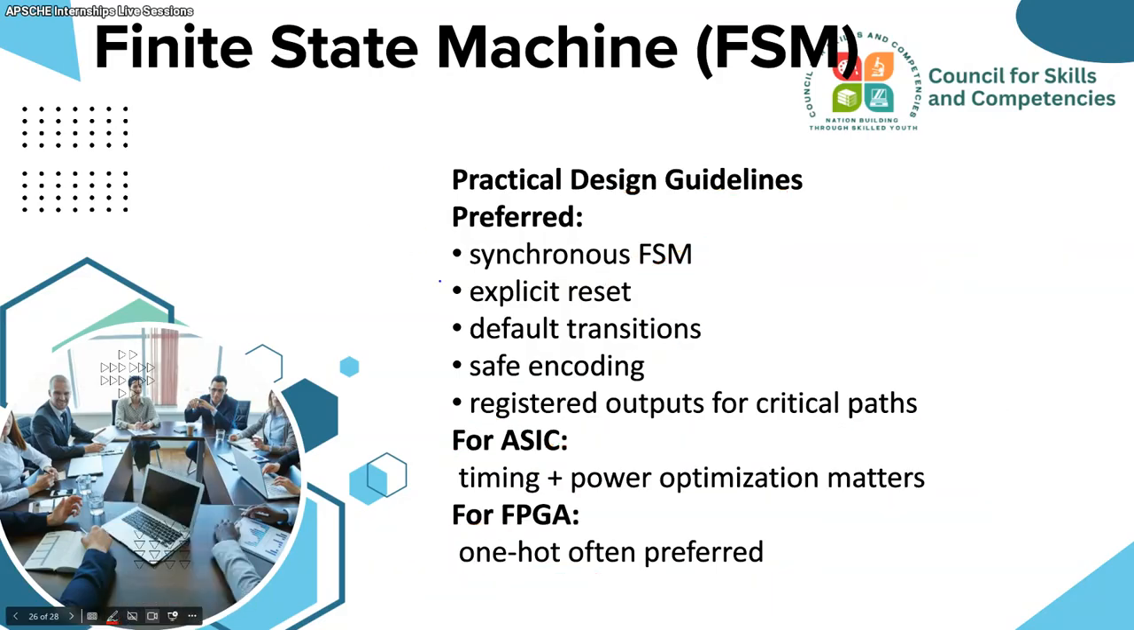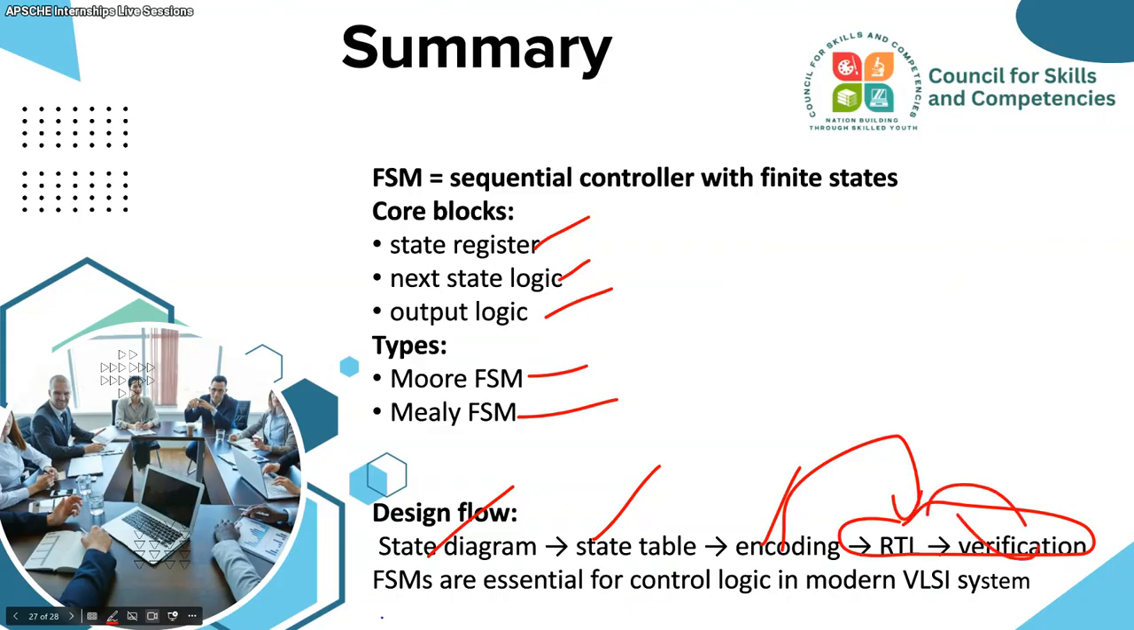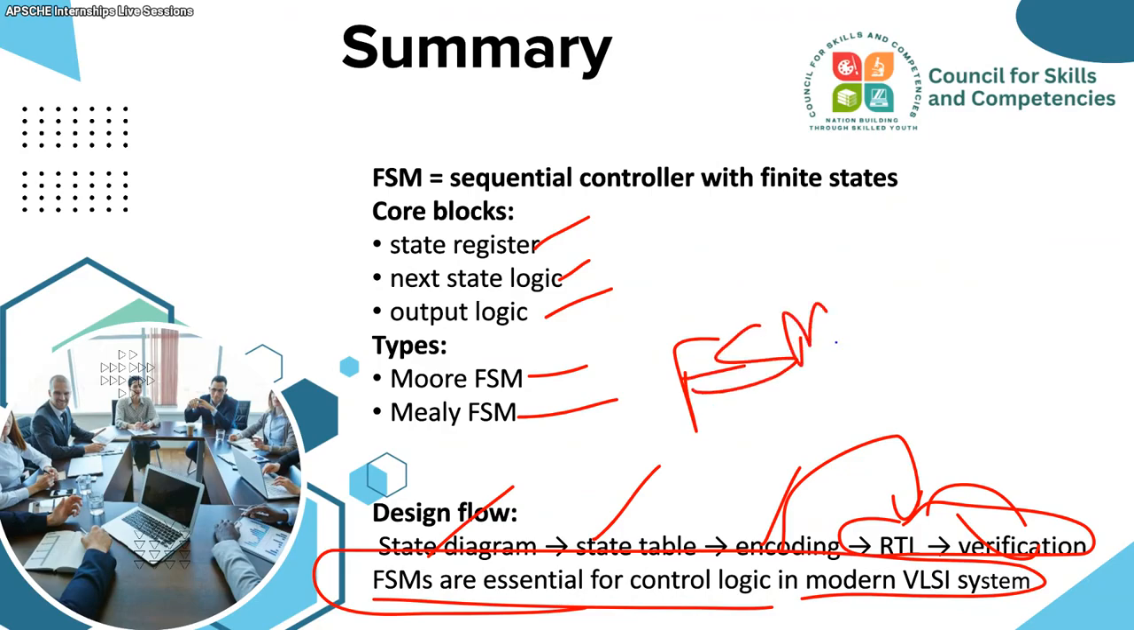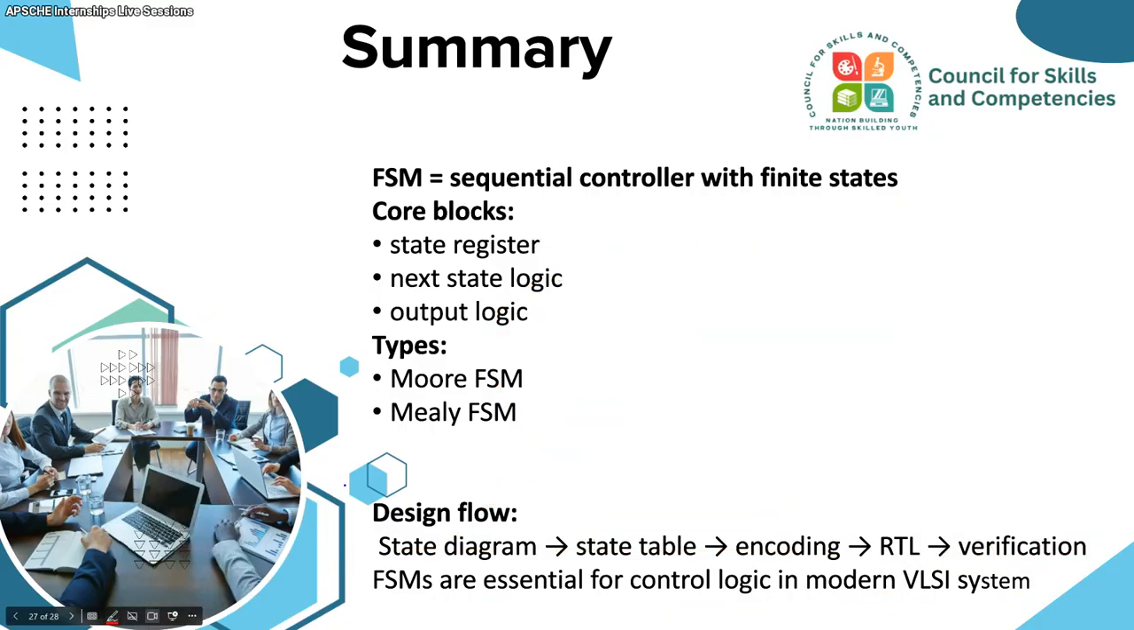These are a practical guide that I will give you in the PPT. You can go and understand it. Our main things today, our core blocks, are the state register, next state and output logic, Moore machine and Mealy machine, and state diagram, state table, encoding, then RTL and verification. I haven't done RTL and verification yet; once encoding is done, you can go for that. FSMs are essential for control logic in modern VLSI design. That's why we are moving into it. Somehow or other, you have to understand this state machine.